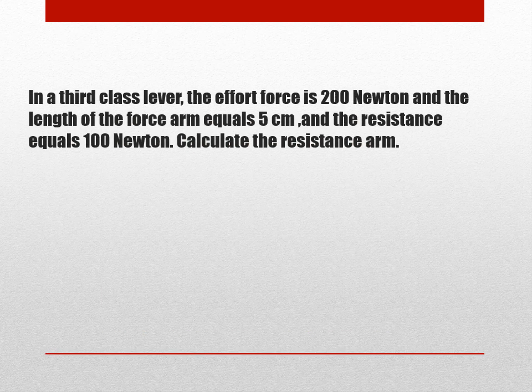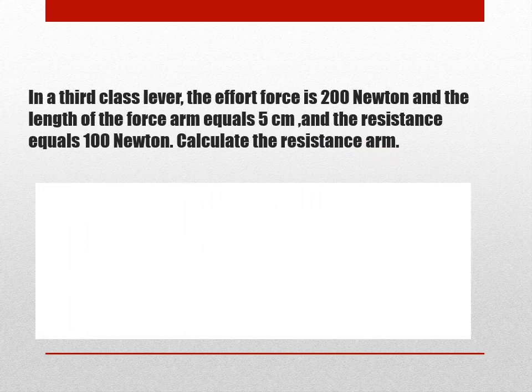In a third class lever, the effort force is 200 Newton and the length of the force arm equals 5 centimeter. The resistance equals 100 Newton. Calculate the resistance arm. In this lever, we have the effort force, the force arm, and the resistance, and the resistance arm is unknown.